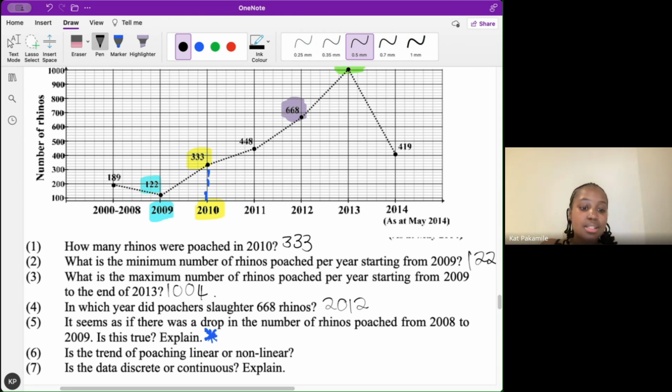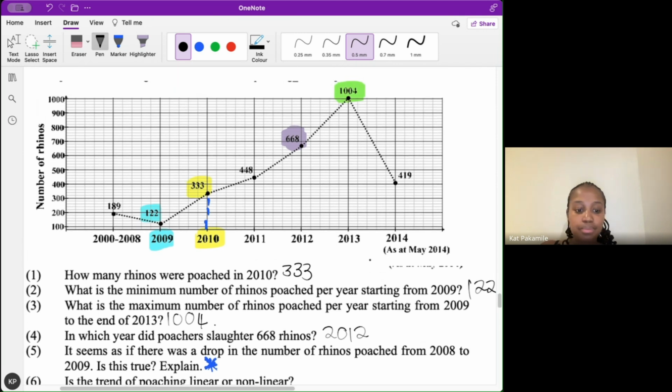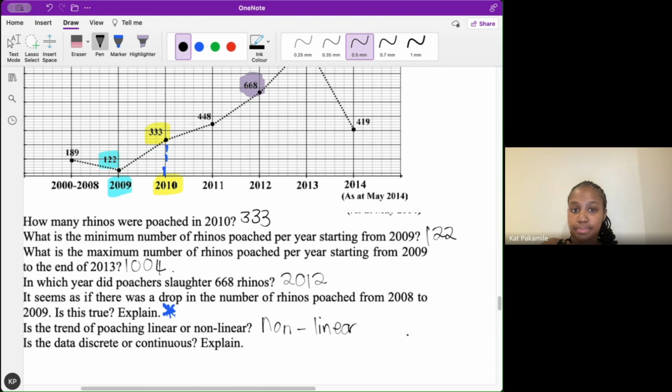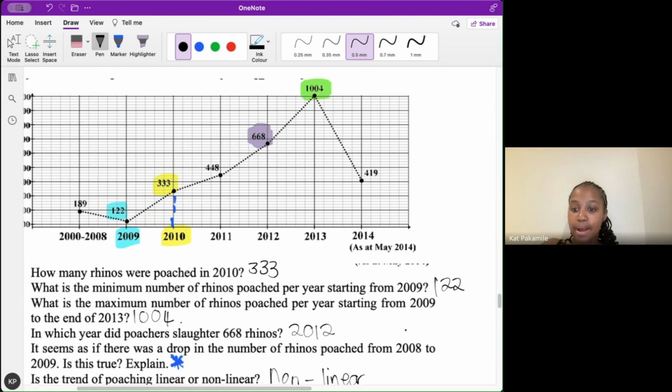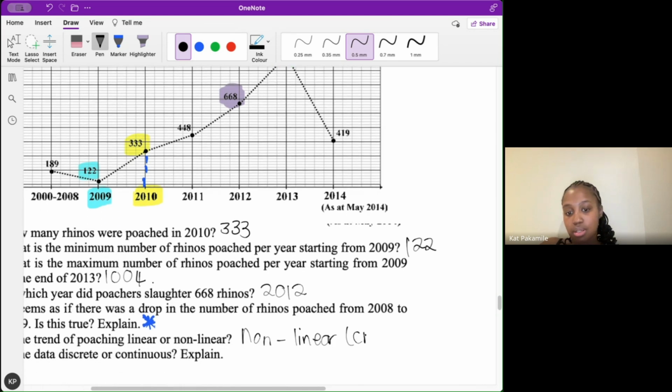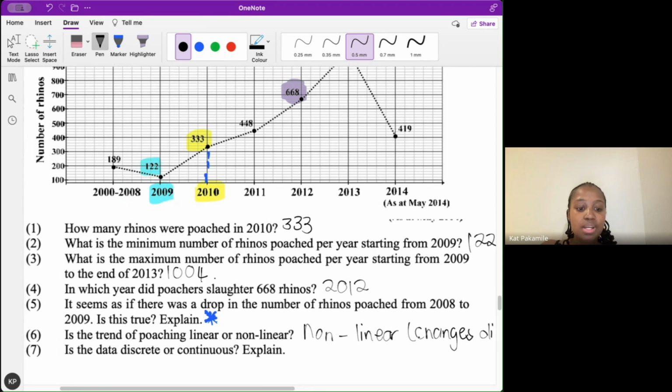But let's move on. It says, is this trend linear or non-linear? Non-linear, and my reason is what? Why are we saying non-linear? It isn't curved, but it changes direction. The line is not straight. Okay. And then the last one, is this discrete or continuous?